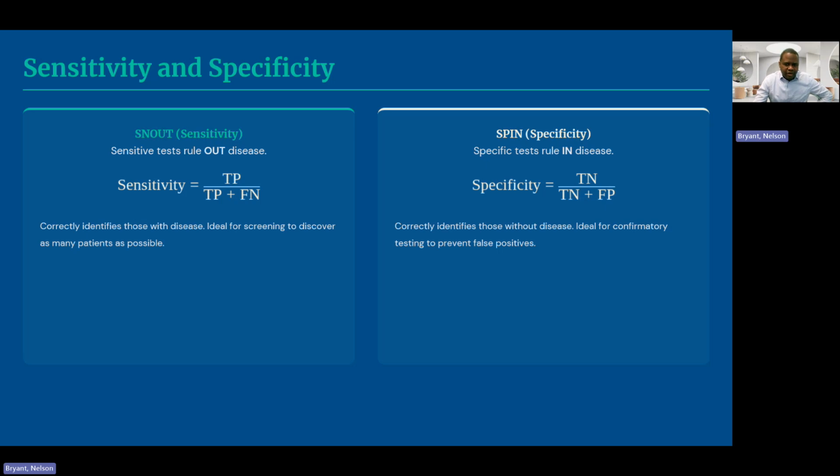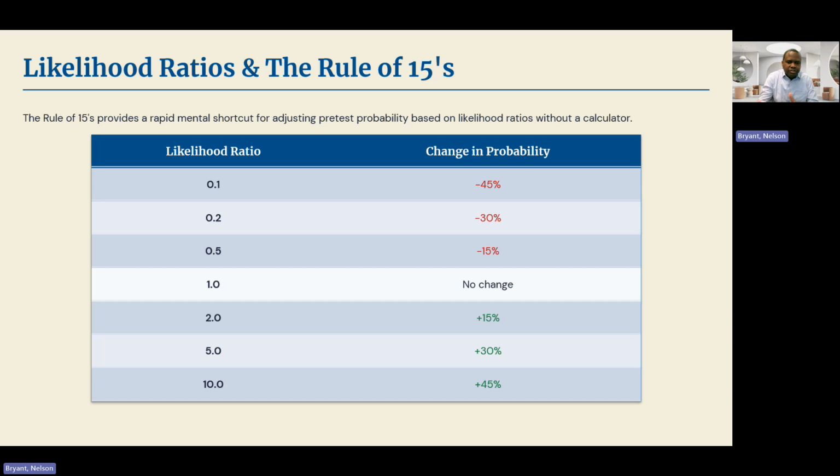Because it yields a false positive. That's why SPIN, a highly specific test, when positive, rules in the disease. So we often use sensitive tests for initial screening and specific tests for diagnosis confirmation, which is very important to know. So the likelihood ratios are incredibly useful. I'm pretty sure you covered also these concepts in your statistics class.